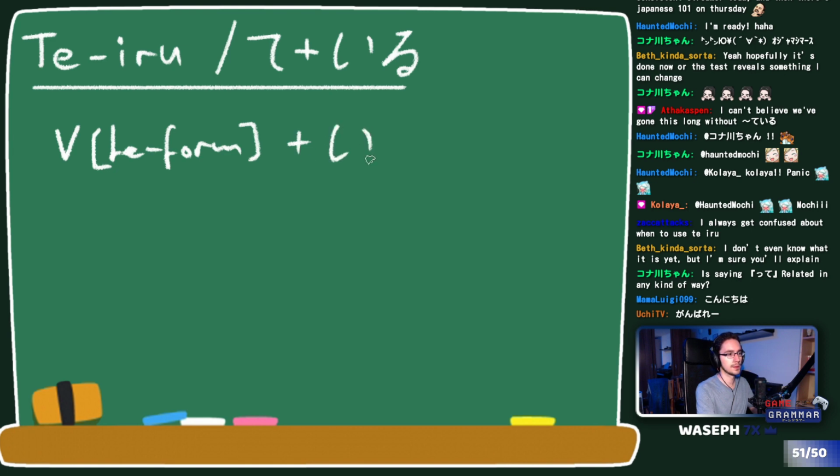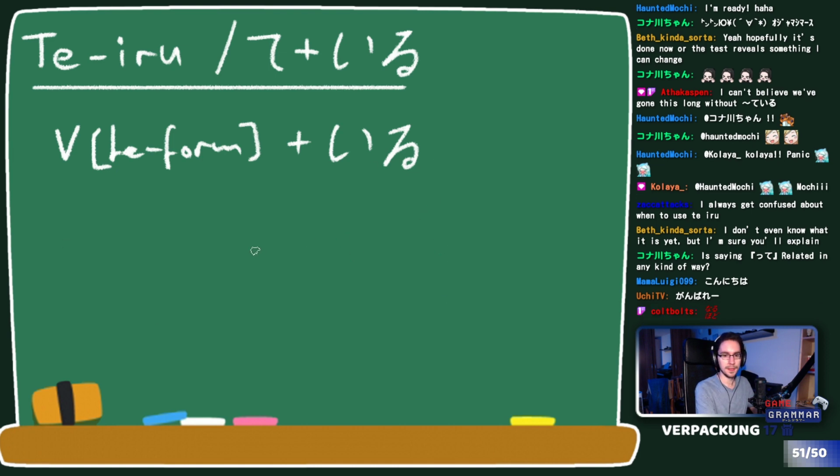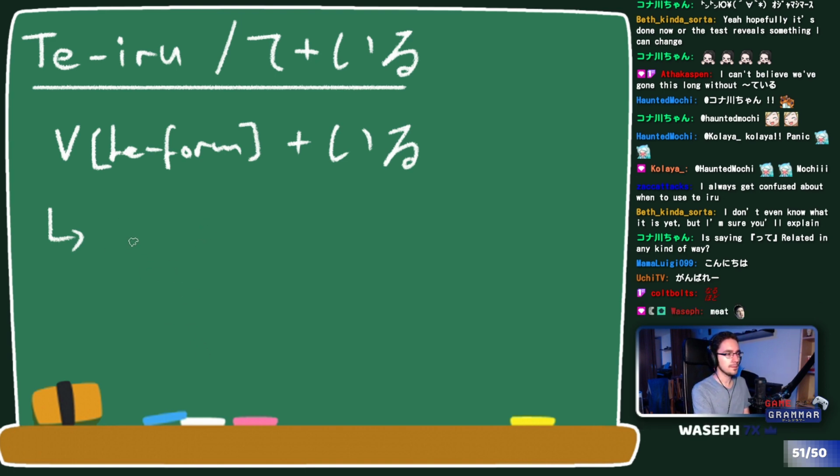And now we need to worry about what that does, what that means, okay? Construction-wise, this is extremely simple. All you need to know is the Te form of a verb. But what does it mean? That's where the meat lies, the core of the whole structure. What does it even express? That's what we need to think about with any grammar that we talk about.